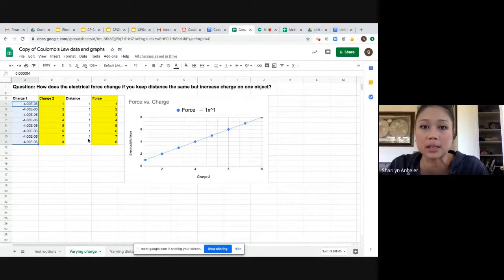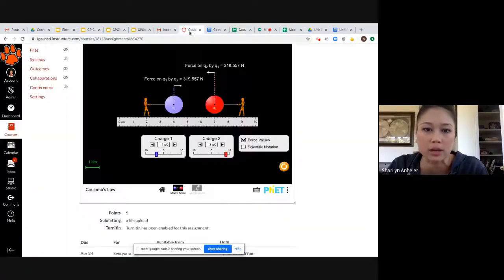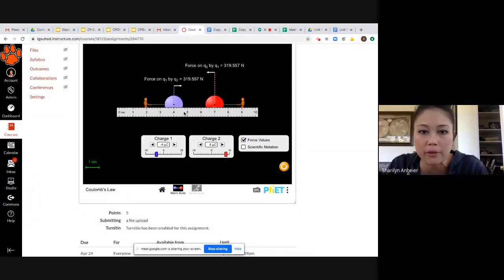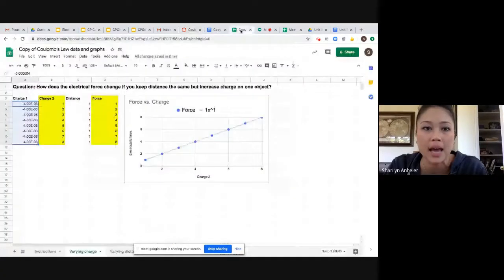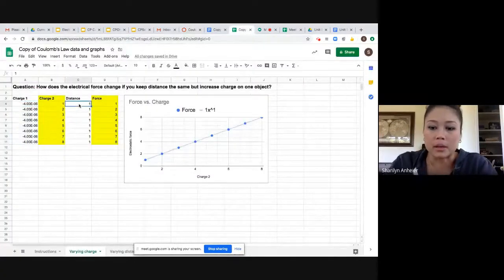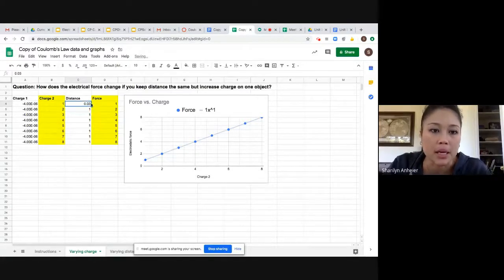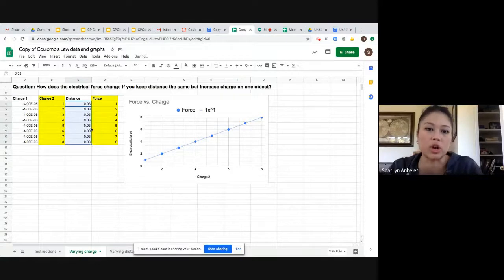The distance says the distance is 1, so I want to check the distance here. I want to check from mid-dot to mid-dot, and that's 1, 2, 3 centimeters. I'm going to convert that to meters, so I'm going to put that in as 0.03 meters, and that is going to stay the same as well. I'm only changing the charge, and then we're going to write down the corresponding force.